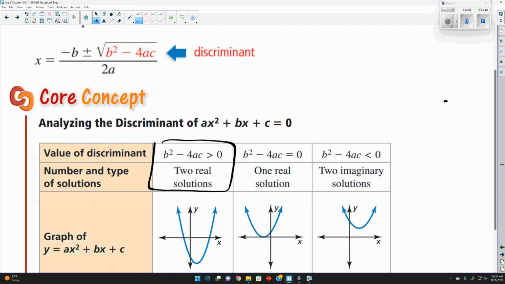Now if b squared minus 4ac is equal to 0, we have one real unique solution. And if b squared minus 4ac is less than 0, we have two complex solutions. And I think they call it imaginary solutions. Either one, that's the same terminology. So the b squared minus 4ac really gives us an idea of what kind of solutions we should expect from the quadratic equation.